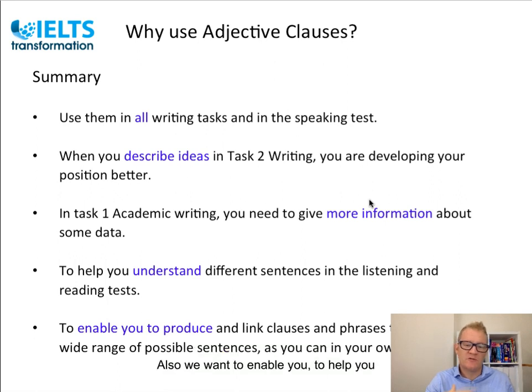Also, we want to help you to produce and link clauses and phrases to create a wide range of possible sentences, just as you can in your own language. So the goal of all this grammar is to help you to be able to express your ideas in the same way that you can in your own language.